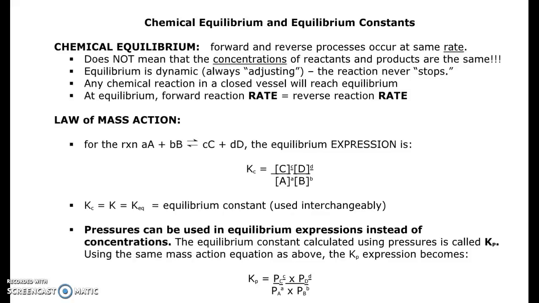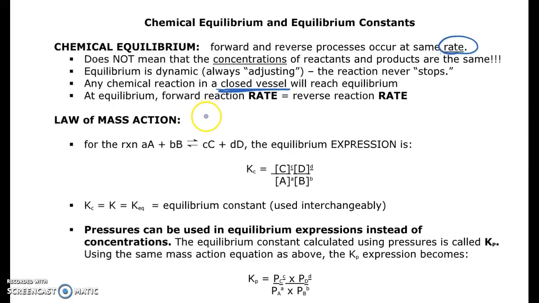Okay, first of all, the most important thing is that it is the rate of the forward and reverse reaction that is the same at chemical equilibrium. It doesn't mean that you have the exact same amounts or concentrations of products. Another thing to point out is that these are typically closed systems. This is a closed vessel. Based on the law of mass action, we can write an expression for equilibrium.